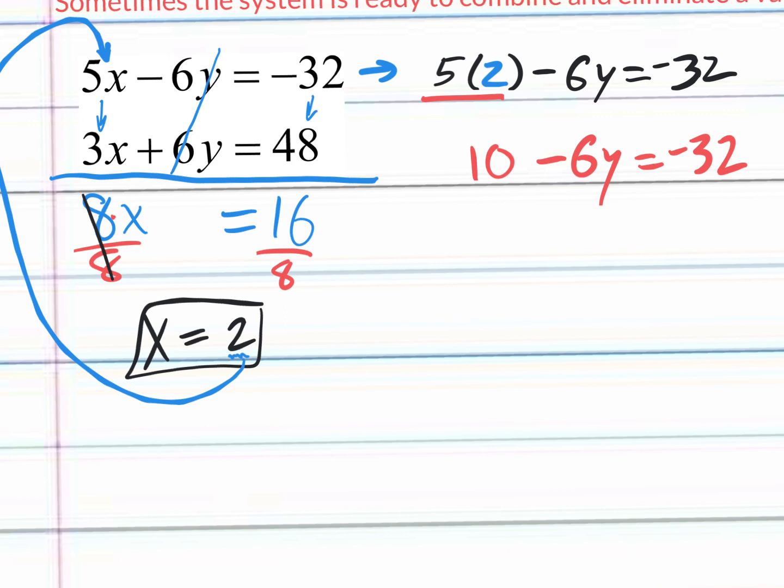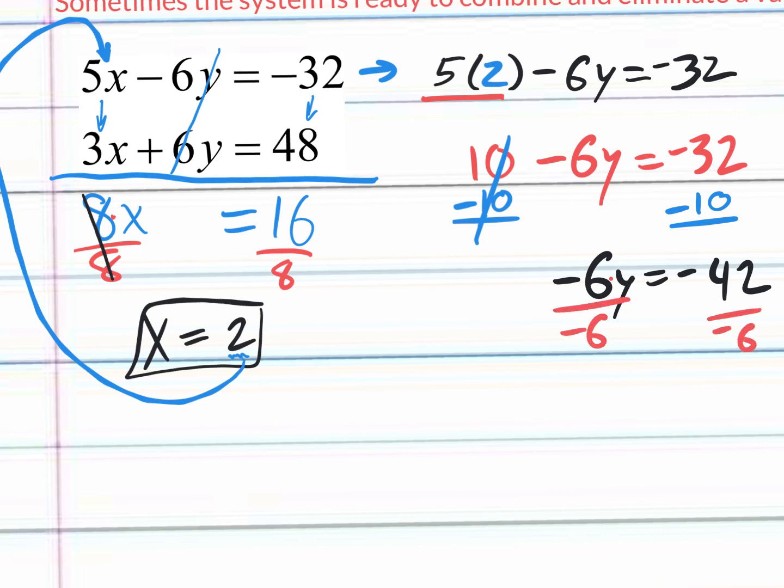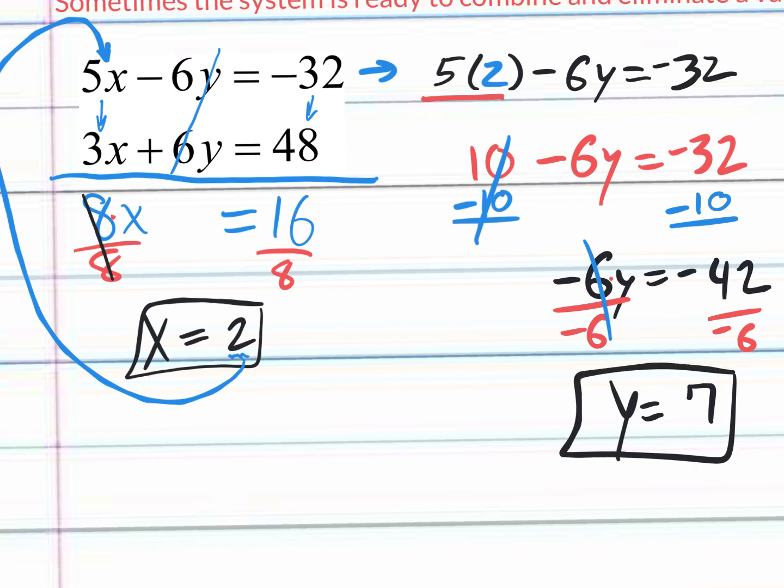So to get rid of the 10, you're going to do the opposite of 10, which is subtracting 10. What you do to one side, you do to the other, subtract 10. And of course, you will have the negative 6y left over, the equal sign coming down, and negative 32 take away 10, that's a negative 42. Now what that really says is negative 6 times y equals negative 42. So you divide by negative 6, divide by negative 6, and of course, y equals a negative divided by a negative is a positive 7.